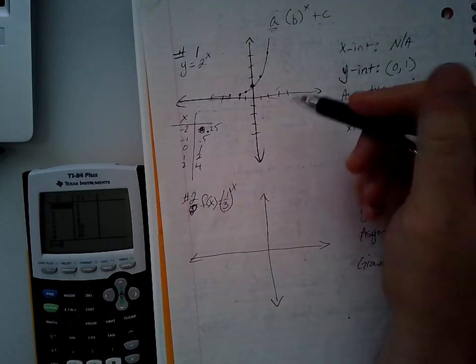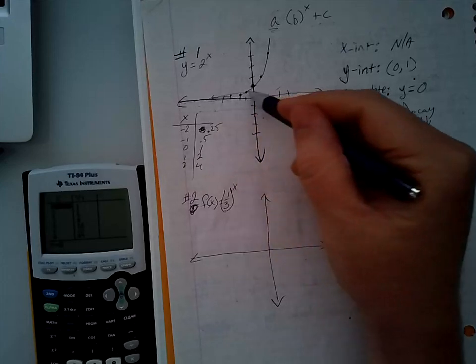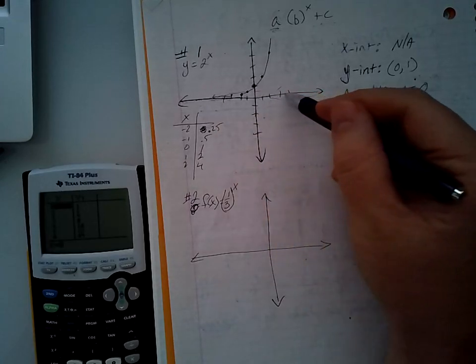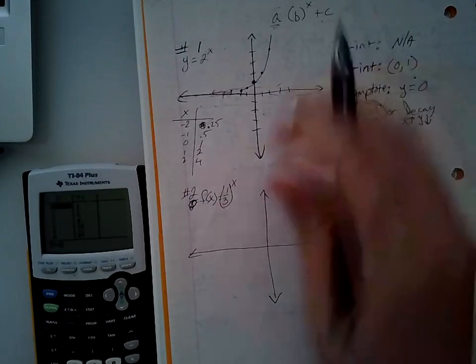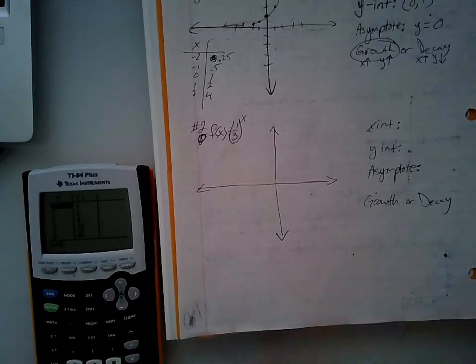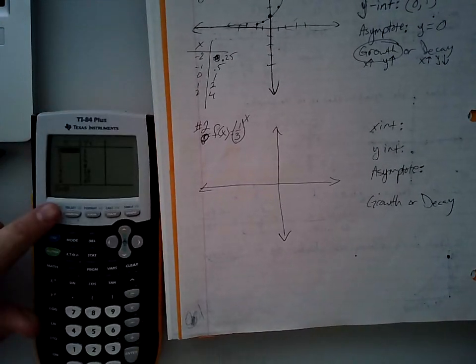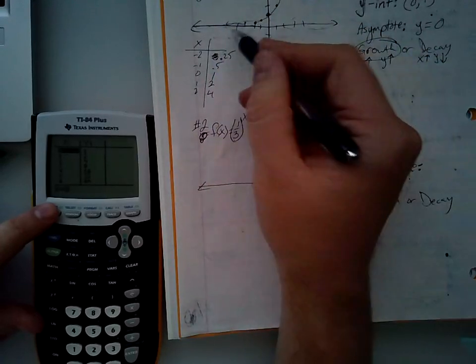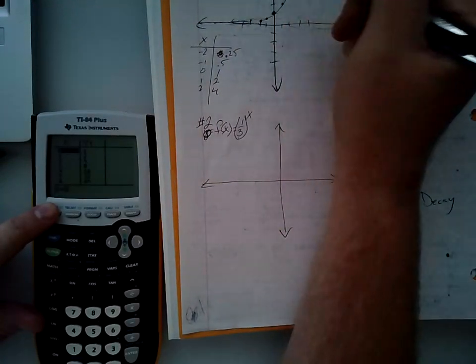And is it growth or is it decay? Does it go up as we move from left to right, or does it go down as we move left to right? Well, it's growth. All right. Number 2 is 1/3 to the power of x. So let's see how this changes. We had 2 to the power of x, and it looks like this.